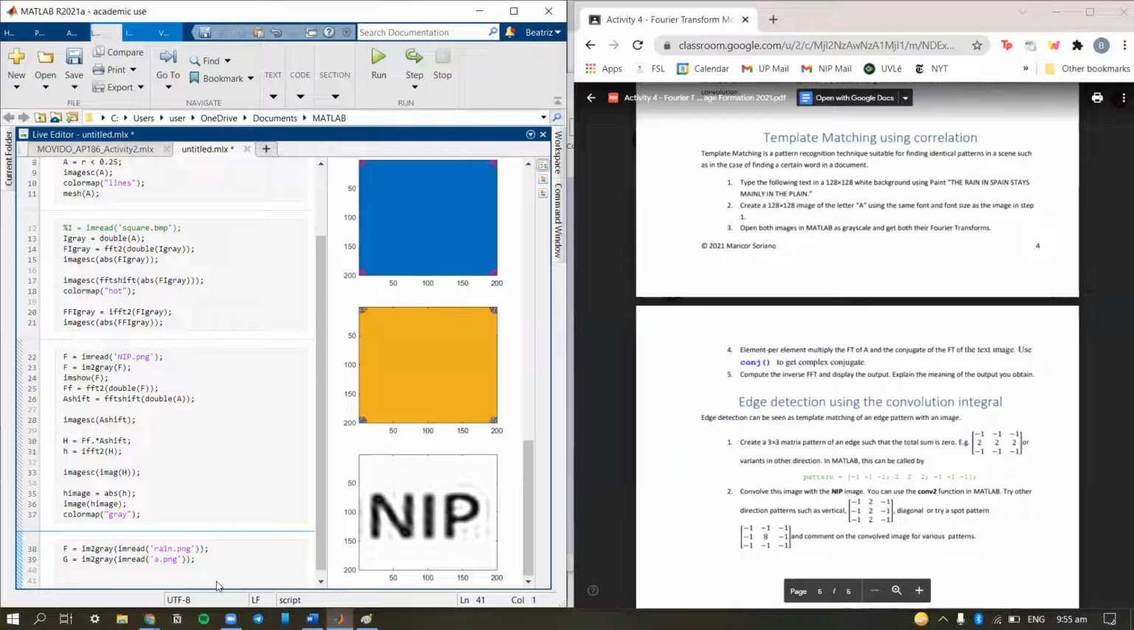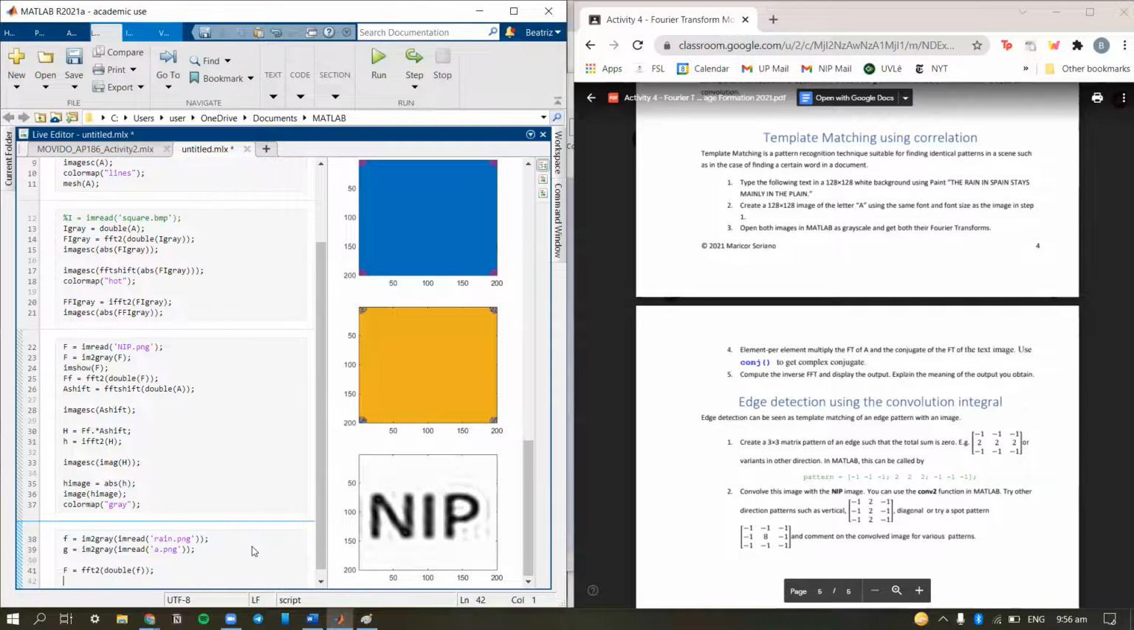Ay, small f. Mali. Girl, pwede bang gawin mong small f, small g? Kasi capital F, capital G, normally Fourier transform na yan eh. Yan. Okay. Capital F equals, ang gawin mo ay, ano ba ito? FFT2 double small f, di ba? Yeah. Right. And do the same for our friend there, the G.